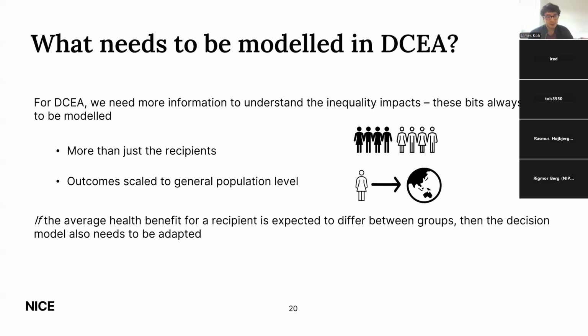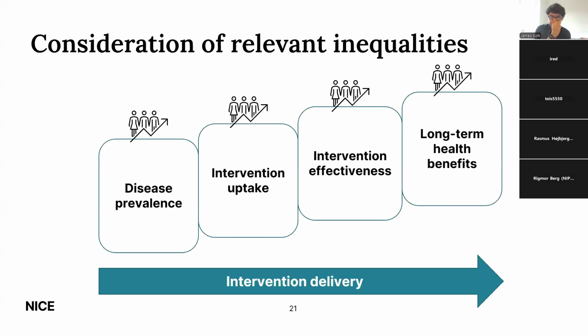It involves a few extra steps. We don't just look at the recipients of the technology or intervention, because when you're talking about resource allocation within the health system as a whole, it involves patients that are affected by the opportunity costs as well. That's outside of the intervention group, and the effects on those groups need to be modelled. And because we're thinking about health inequality at a population level, we need population sizes as well. So there are some extra data requirements associated with distributional cost effectiveness analysis.